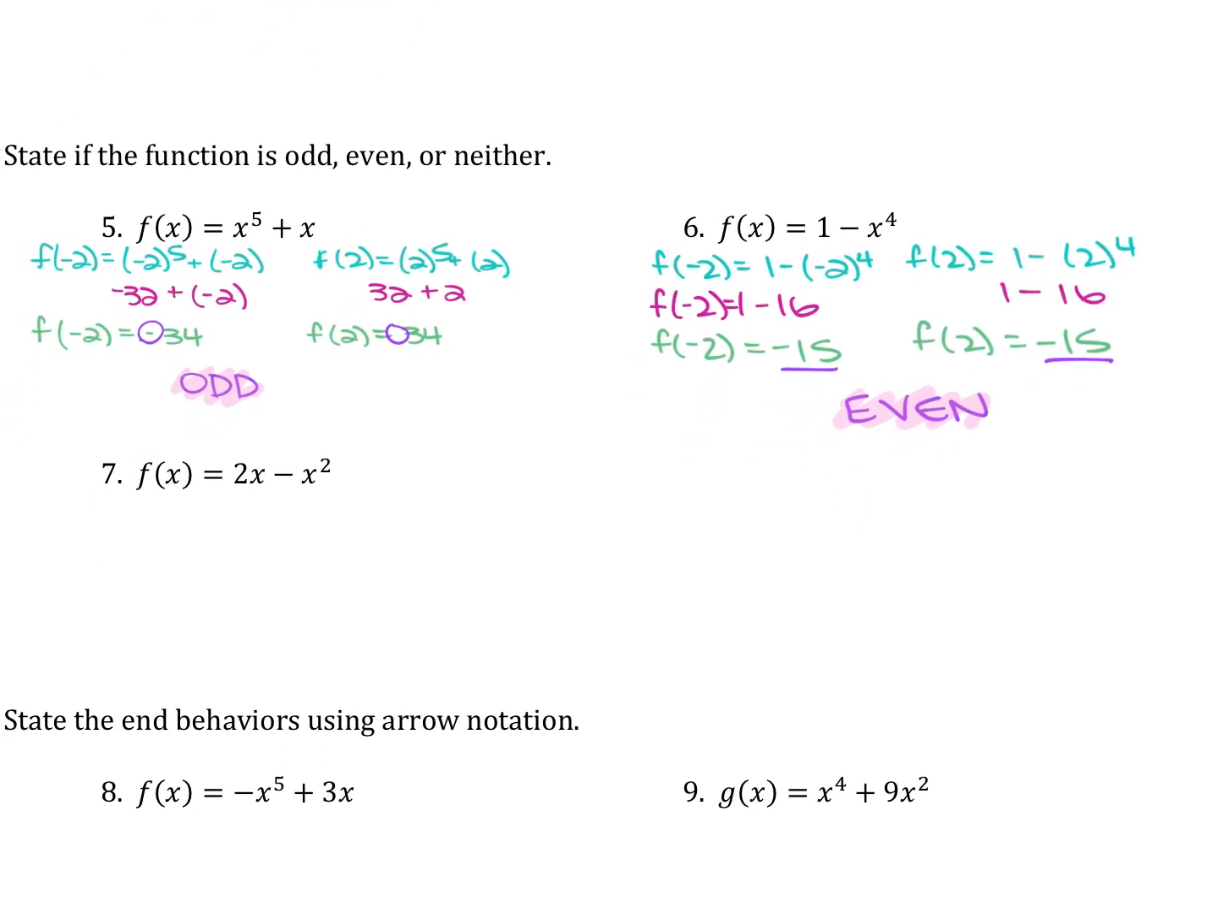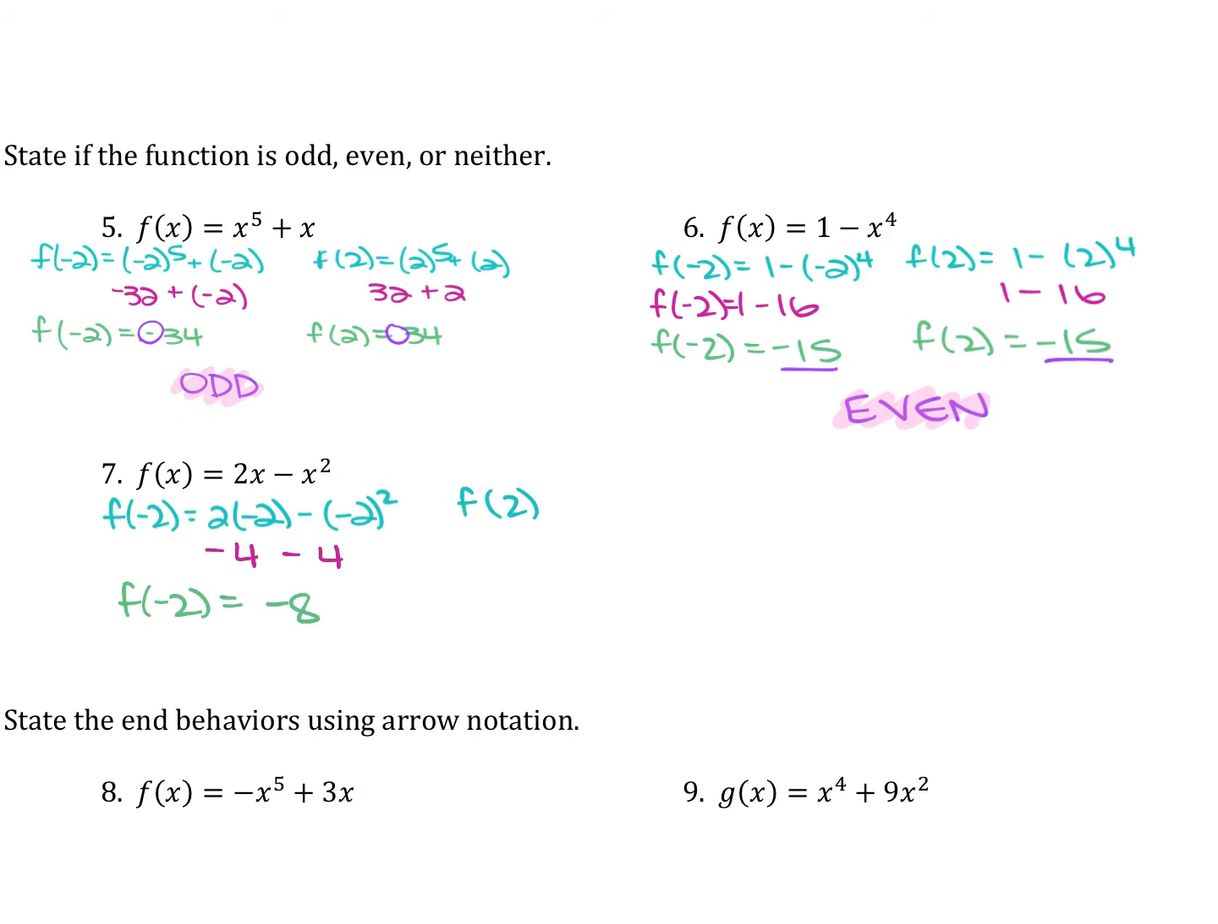For number 7, you have f of x is equal to 2x minus x squared. So if we do f of negative 2, it's going to give us 2 times negative 2 minus negative 2 squared. The 2 times negative 2 is negative 4, and the negative 2 squared is 4. So it's negative 4 minus 4, which gives us f of negative 2 is equal to negative 8.